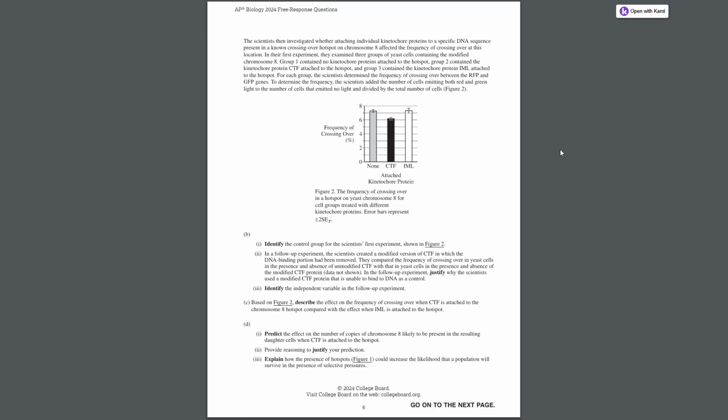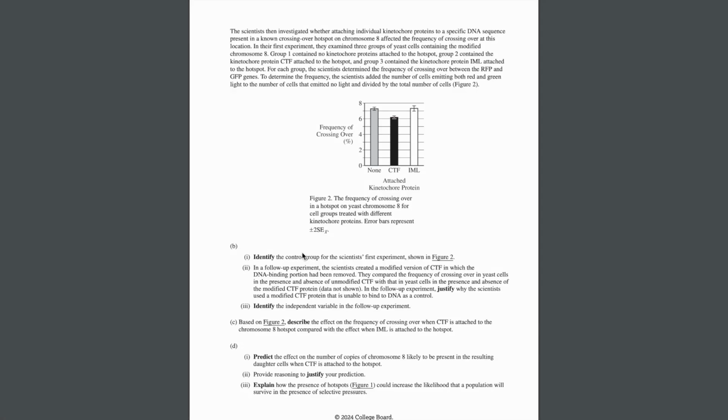The control group is group number 1 with no kinetochore added. This group serves as a control because the addition of kinetochore proteins to the yeast would be considered a modification that would result in a modified outcome of frequency, while no kinetochore protein added will result in a natural frequency of crossing over.